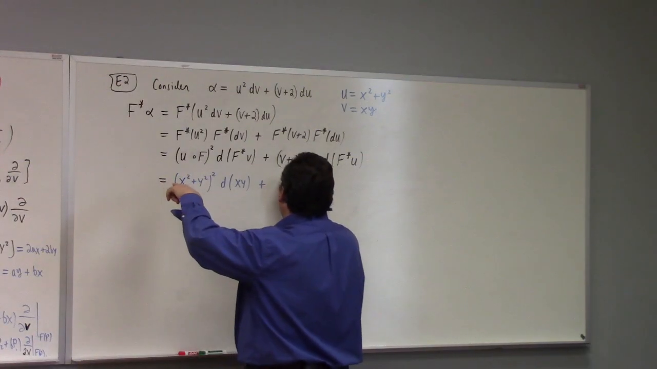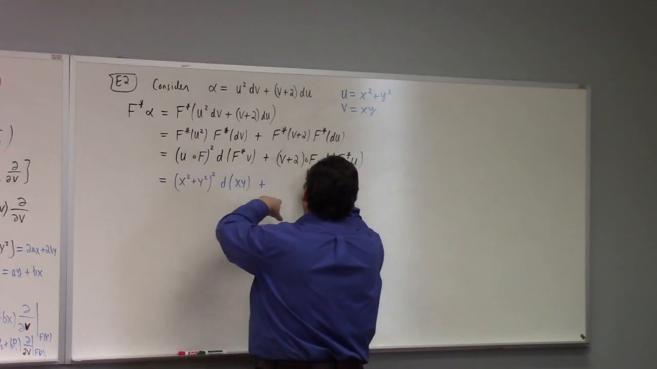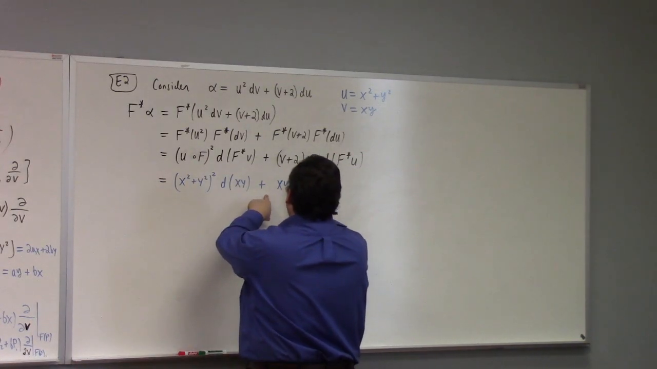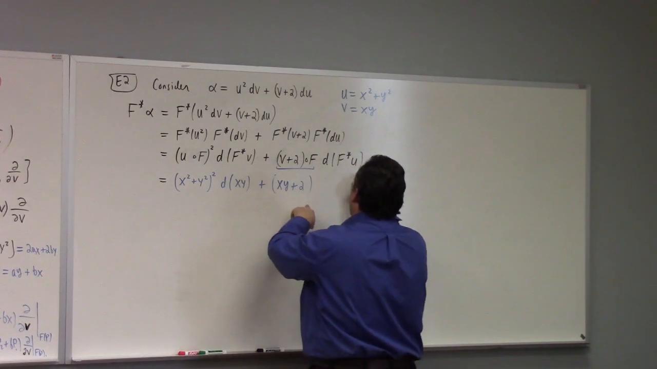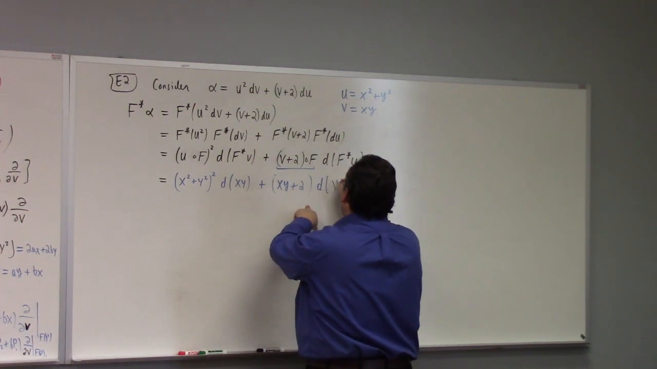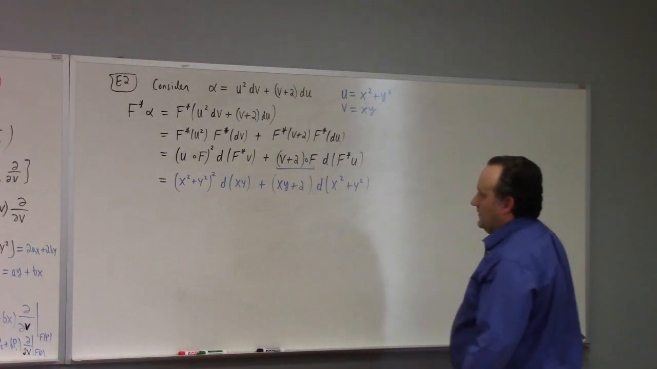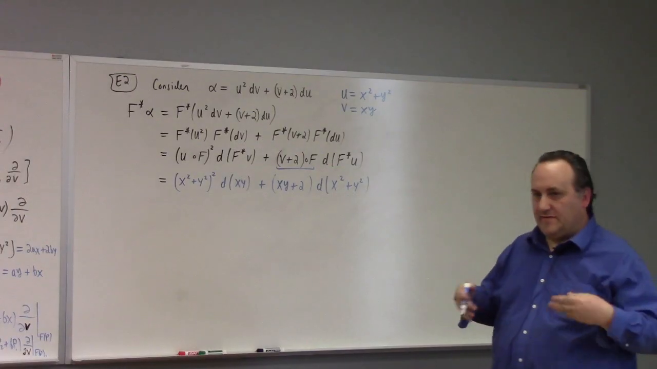And then my v, well, composed with f. So this is actually xy plus 2, I believe. That's this piece. And this here is the exterior derivative of x squared plus y squared. So let me just demystify what I'm doing.